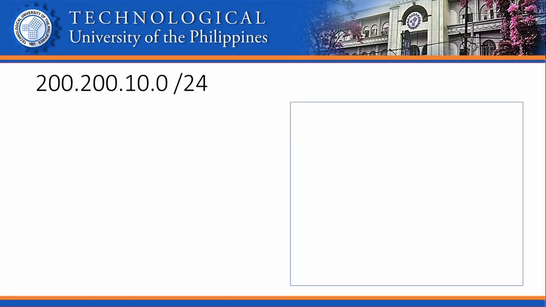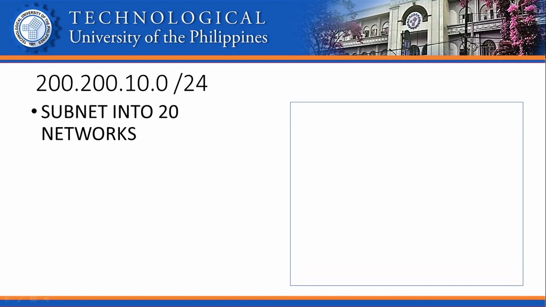Looking at this IP address, 200.200.10.0/24, in which class does it belong? It is a class C IP address. So, sa steps natin, anong kailangan natin kunin muna? Yung network requirement, yung number of network requirement. Sabi dito, we have to subnet this IP address into 20 networks. So, ayan yung step number 1 natin, 20 networks.